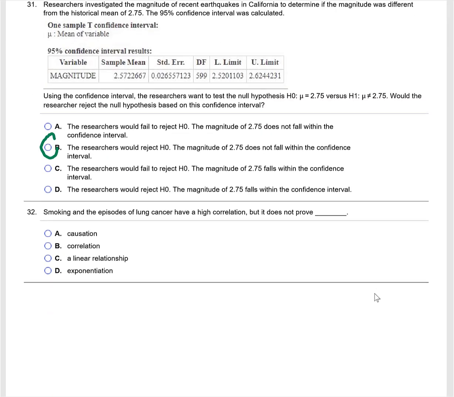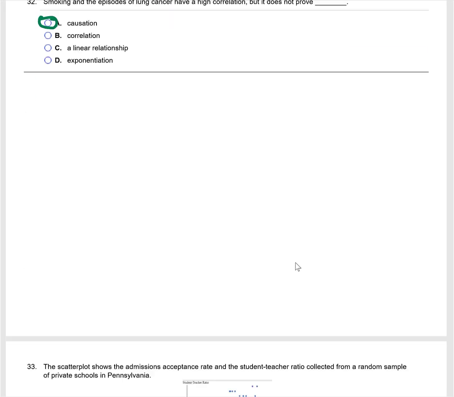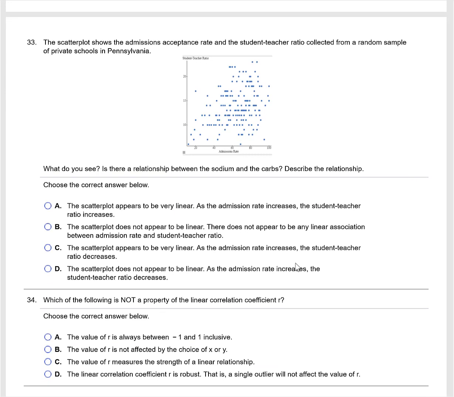Smoking and episodes of lung cancer have high correlation, but this does not prove causation. Remember, correlation does not mean causation. The scatter plot shows admissions, acceptance data, and the student-teacher ratio collected from a random sample of private schools in Pennsylvania. What do you see? Is there a relationship in that? I'm sorry, that should say between the acceptance level and the student-teacher ratio. Describe that relationship. So what do we see there? We really don't see much of a relationship. There doesn't appear to be an association there, so the best answer here is going to be B.